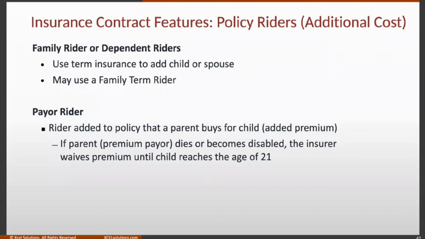And if they die, the payor rider will continue to pay the premium until that child reaches the age of 21. Some states, or some policies, might say 21 or 25. When they're completely out of school, they are an adult and they are responsible for making the premium payment themselves. So a payor rider is always used with juvenile insurance. It's a rider that is added to a policy that a parent buys for a child, and there is an added premium cost when adding this payor rider to the policy. So if the parent or premium payer dies or becomes disabled, the insurance company then waives the premium until that child reaches the age of 21. The premium will be paid by the payor rider.